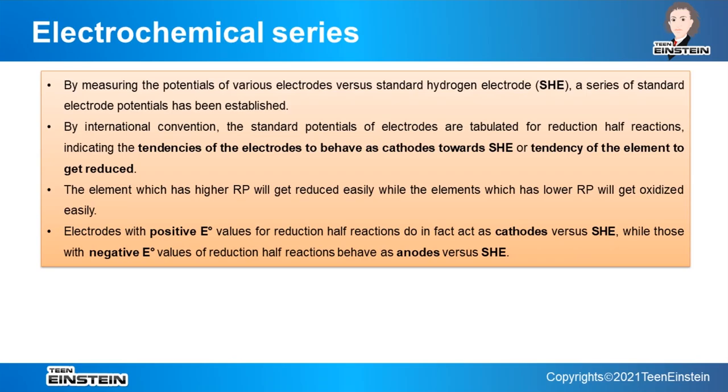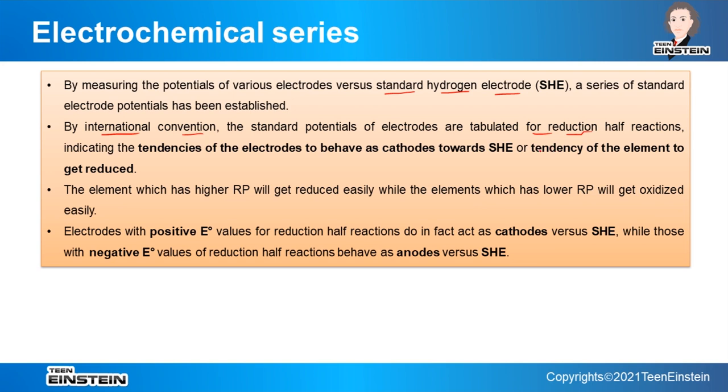Electrochemical series. By measuring the potentials of different electrodes with respect to the reference electrode, which is the standard hydrogen electrode, in short SHE, we can make a series of standard electrode potentials, and this series is known as the electrochemical series. Now there is an international convention that the standard potentials of electrodes are tabulated for the reduction half reaction.